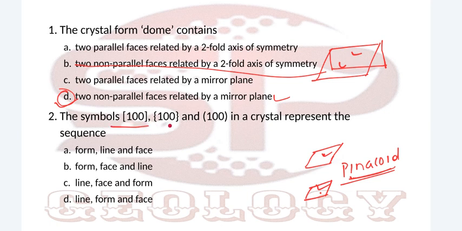Then the symbols, you have to remember this. A square bracket always indicates an axis, so it will be a line. Then the curly bracket represents a form, and the simple bracket represents a face. So square bracket, line; curly bracket, form; simple bracket, face. The answer will be D.